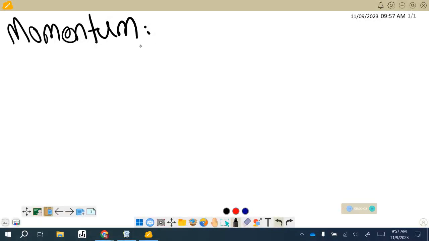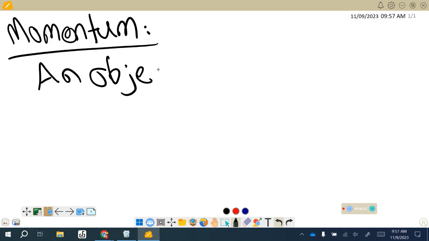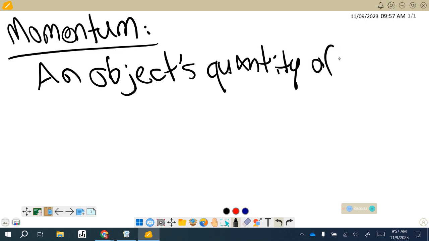Okay, so we are talking about momentum today. Momentum is part of a lot of Isaac Newton's original theories. It's actually a major part in many of them. It has an interesting definition, though. When he first came up with momentum, Newton defined it as an object's quantity of motion. It is its quantity of motion.